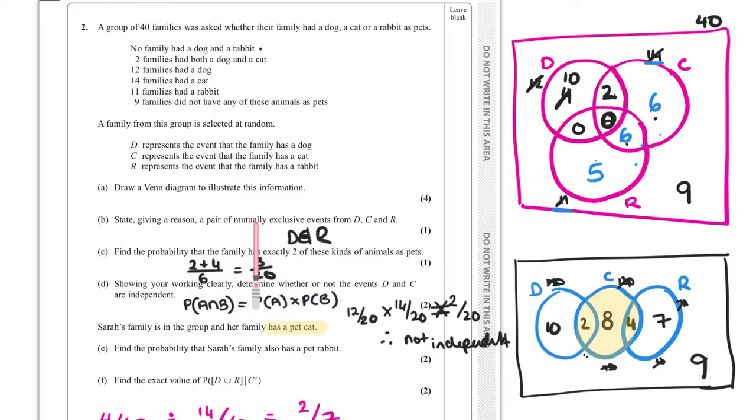So mutually exclusive means that they don't have any interaction. We see as D and R. Find the probability that the family has exactly 2 of these kinds of animals as pets. Okay, so what is the probability that we have 2 of these kinds of animals as pets? Well, exactly 2 is 2 plus 4 out of 40, which is 3 out of 20.